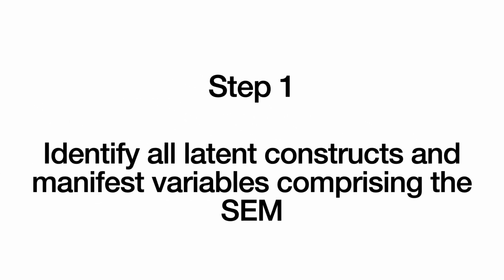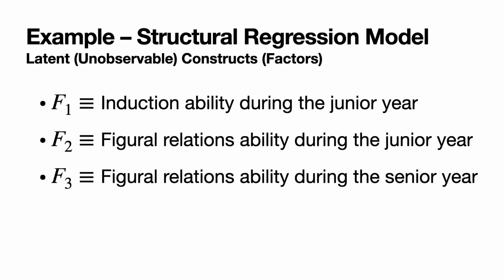So let's look at step 1. Identify all latent constructs and manifest variables comprising the SEM. And so we have 3 latent constructs or factors. F1 represents the induction ability during the junior year. F2 represents the figural relations ability during the junior year. And F3 represents the figural relations ability during the senior year.